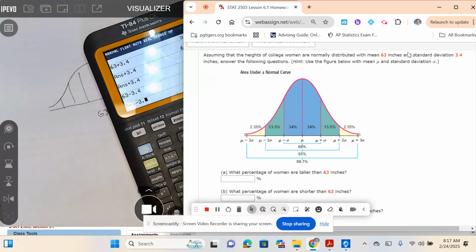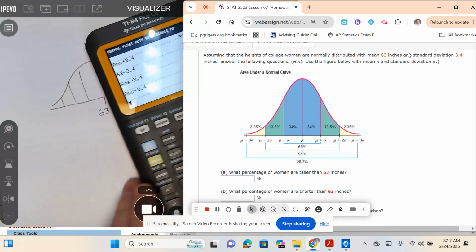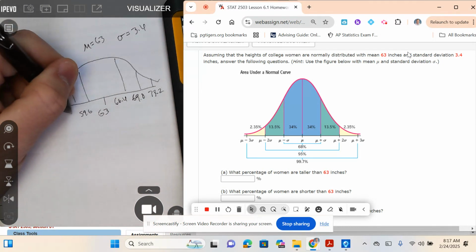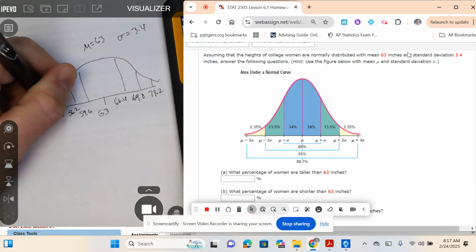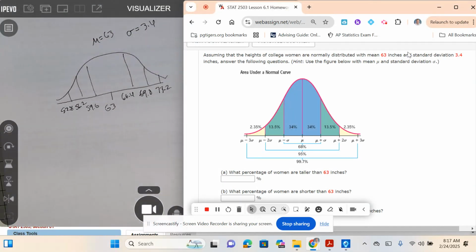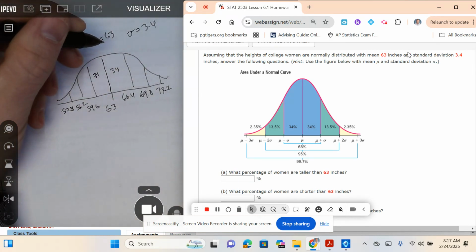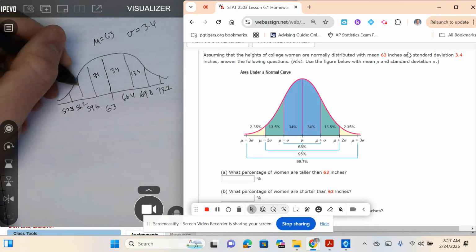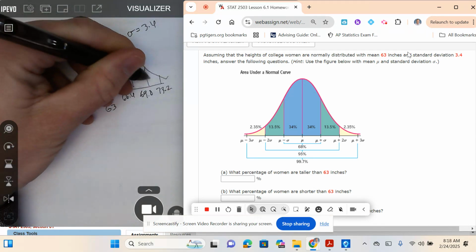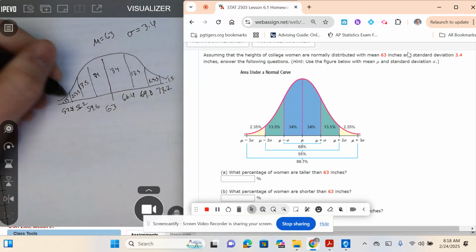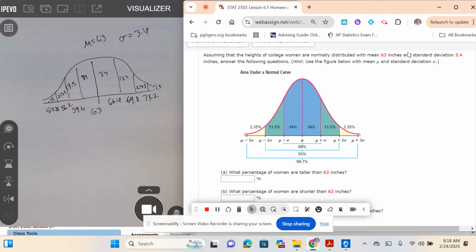To go down, minus 3.4, minus 3.4. So this would be 59.6, 56.2, 52.8. And if I want to fill this out, I could. This is 34, 34, 13.5, 13.5, 2.35, 2.35, and then 0.15 is on the outsides. So you could fill that out if you want, follow the chart, or just do it in your head.